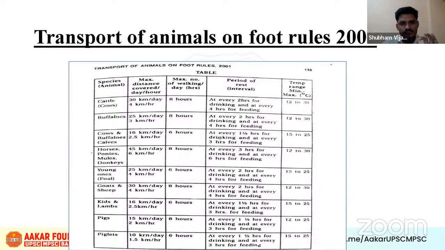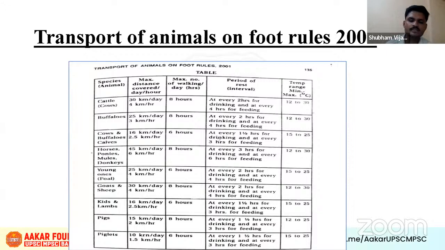Then buffaloes: 25 kilometers a day or 3 kilometers per hour, 8 hours maximum, rest after every 2 hours, and temperature between 12 to 30. Then if cow and calf are together, 16 kilometers per day and 2.5 kilometers per hour, 6 hours maximum transport, rest after every 1.5 hours, and temperature range 15 to 25.